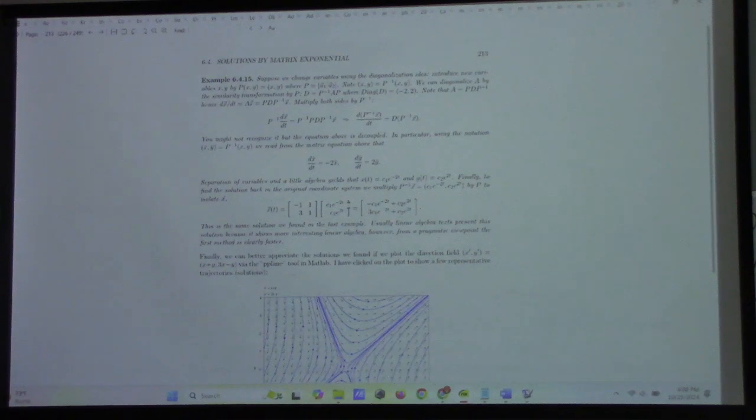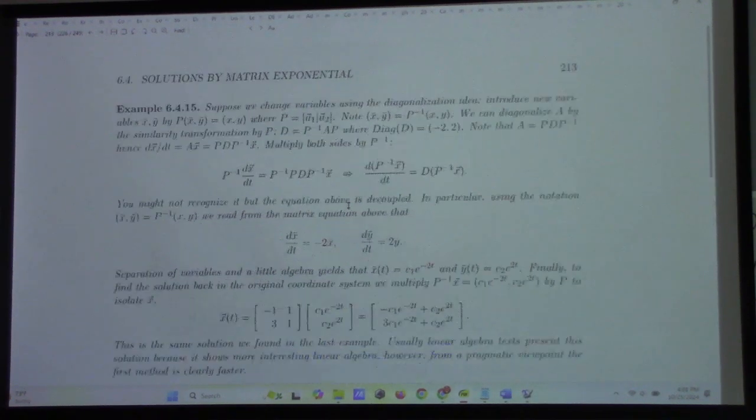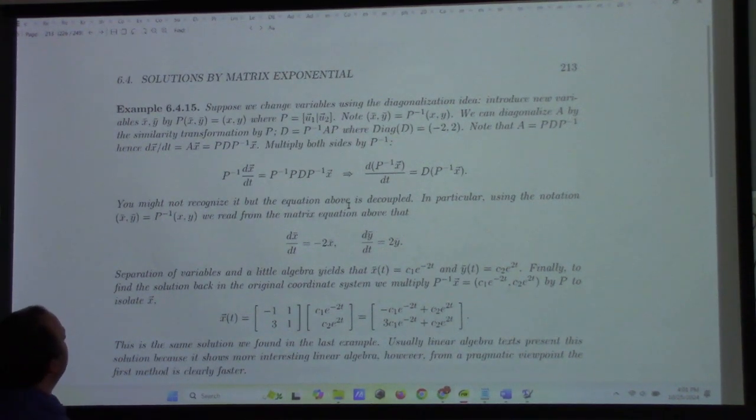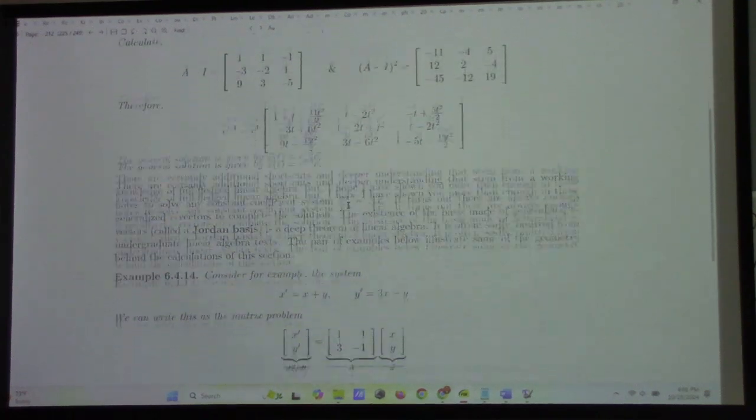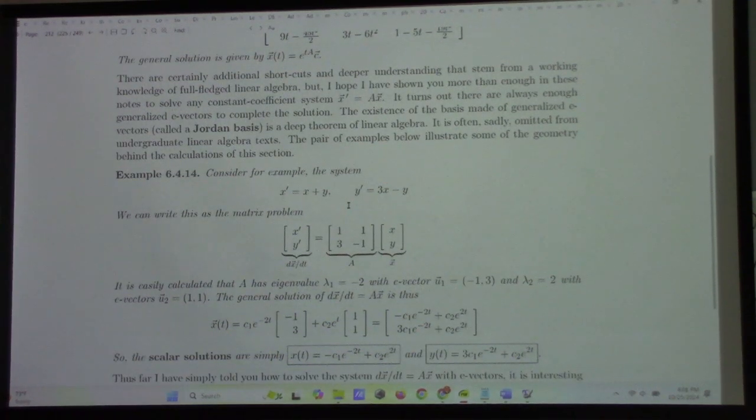So this problem is kind of neat. This is actually what I started with today. If you have this differential equation, it's based on the previous example, which is on the previous page. So this differential equation right here: x prime equals x plus y, y prime equals 3x minus y, right?